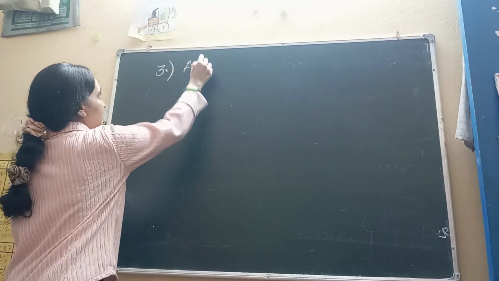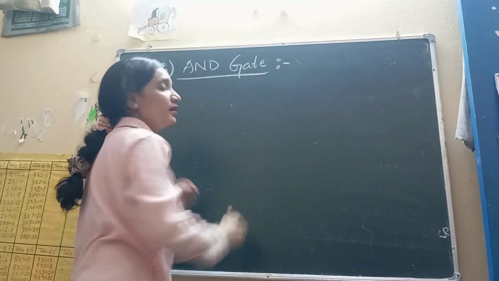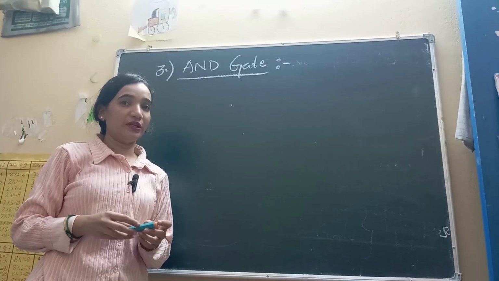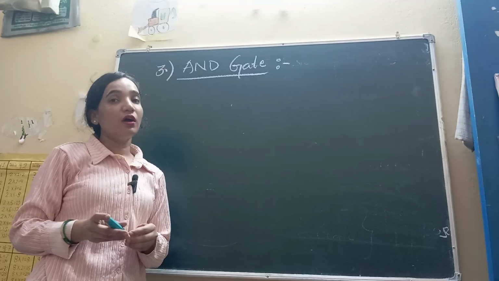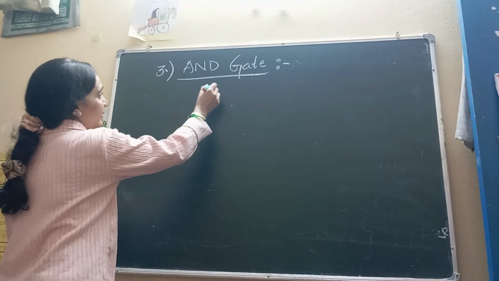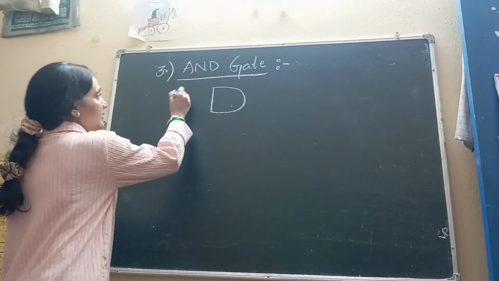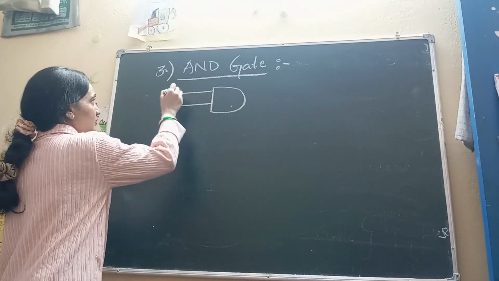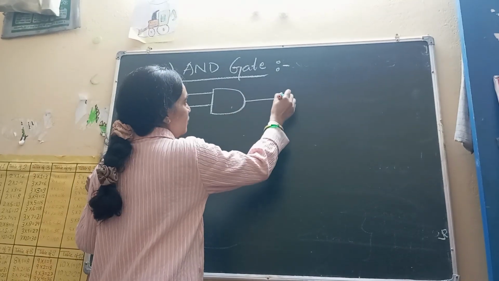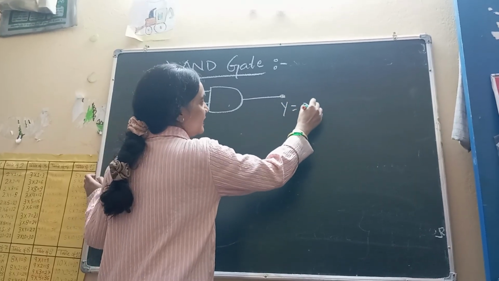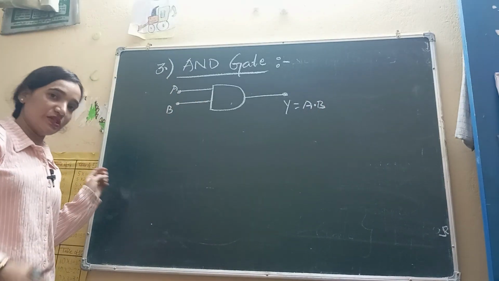Number 3, AND gate. In AND gate, we take the product. In OR gate we were taking the summation, and in AND gate we take the product. AND gate is represented like this. There are again two inputs, A and B, and we have one output Y. This is represented as A and B. This is the AND operation.